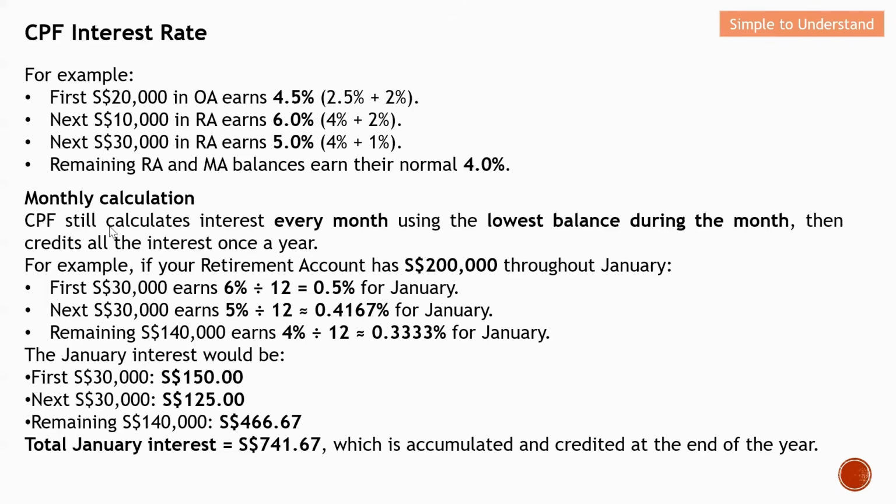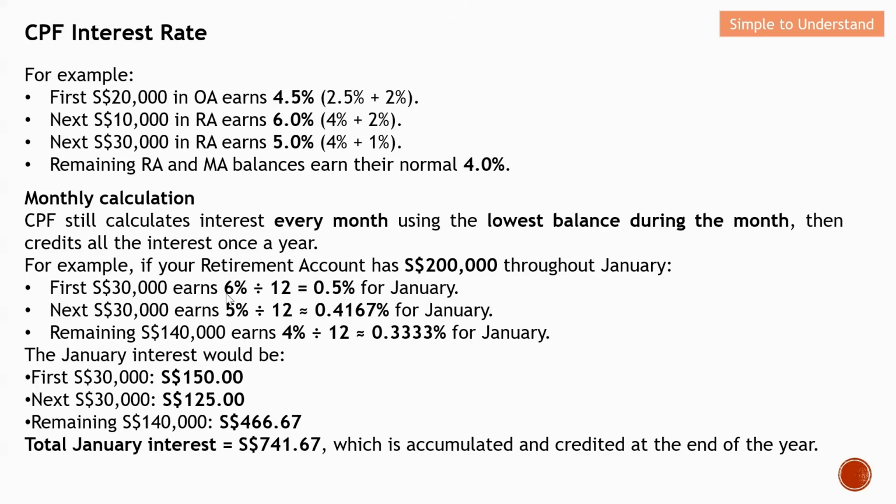Let's come to the monthly calculation. As I emphasized earlier on, CPF calculates our interest on a monthly basis rather than at the end of the year. And they also use the lowest balance throughout the whole month. And then they will credit our interest at the end of the year. Let's come to this example. For example, if your RA account has 200K throughout the whole January, the first 30K will earn 6%, an additional of 2%.